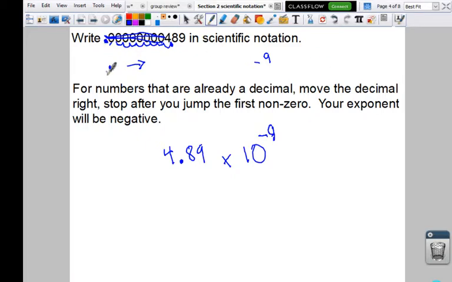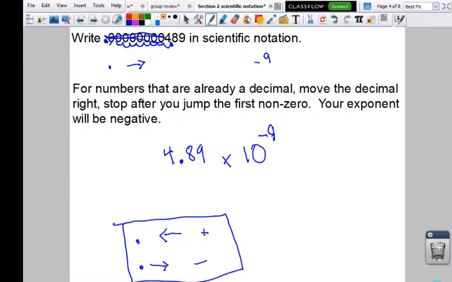Duh. So, on the first ones I did, I moved that decimal left. When you move it to the left, your exponent is going to be positive. But if you have to move it the other way, to the right, your exponent is going to be negative. So when the decimal goes left, it's positive. When the decimal goes right, it's negative. Otherwise, it's pretty much the same. I mean, they're a little different going back and forth, but they're not super different.